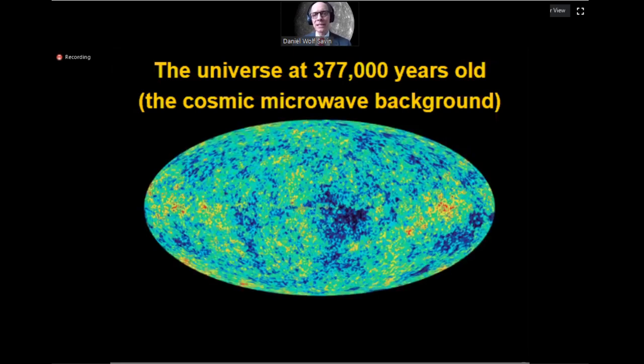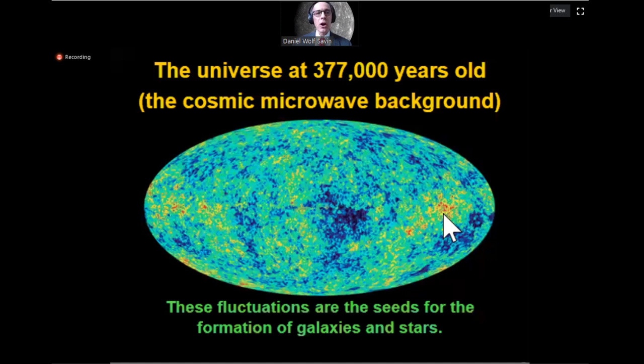So this here is a map of the sky in the cosmic microwave background. And the little red portions here are slightly denser than the dark blue portions. And so these red portions are really the seeds for the formation of the galaxies and stars that we see around us today. The higher density in these red regions attracted more matter to them because they had a stronger gravitational attraction.